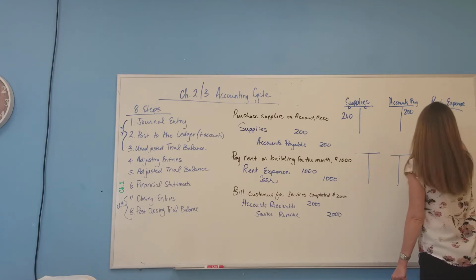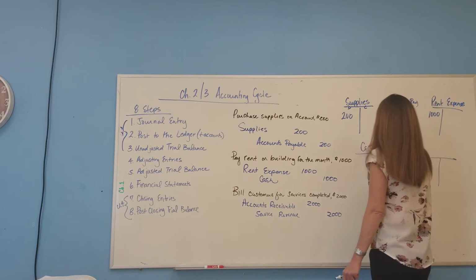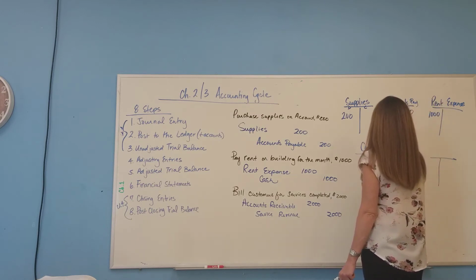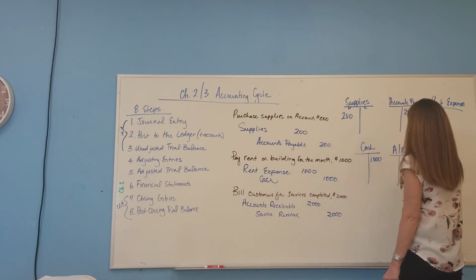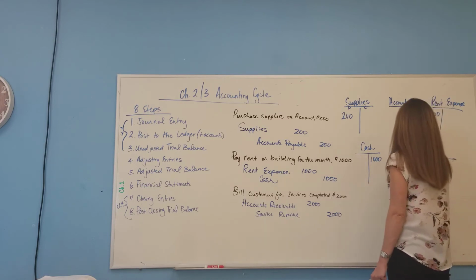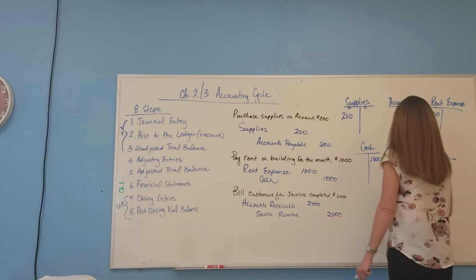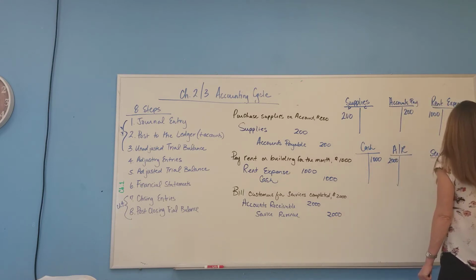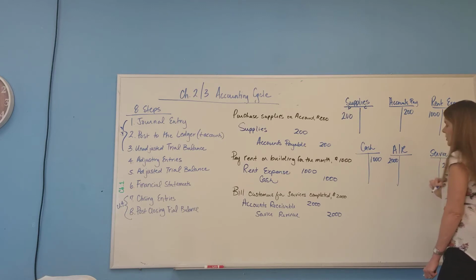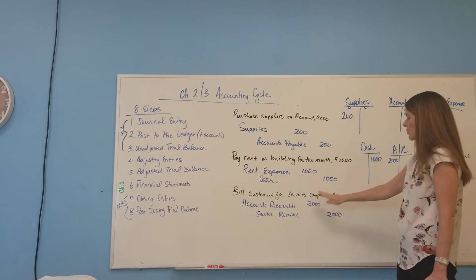I'm going to go down here to rent expense for 1,000, cash for 1,000. I'm going to go here to accounts receivable. I'll abbreviate that. Accounts receivable is 2,000, and service revenue for 2,000. So you have to always make sure that you're transferring over properly.